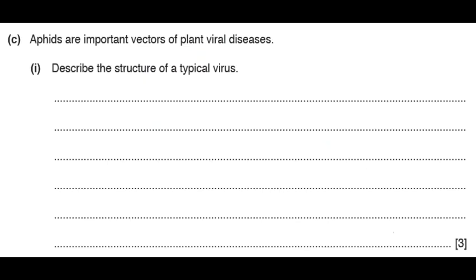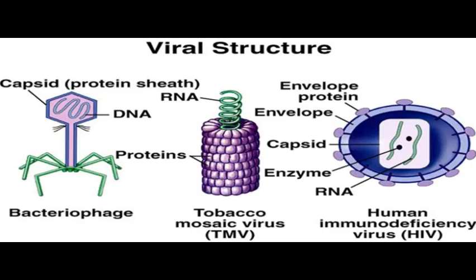Aphids are important vectors of plant viral diseases. Describe the structure of a typical virus. Viruses are acellular, they are very small particles, range from 15 nanometers up to 1000 nanometers. The virus particle contains a genetic material, either DNA or RNA, which lies in the core and is surrounded by a protein coat called capsid. The capsid is formed of many small units called capsomeres. It may be surrounded by phospholipid bilayer gained from its host cell during release from it.